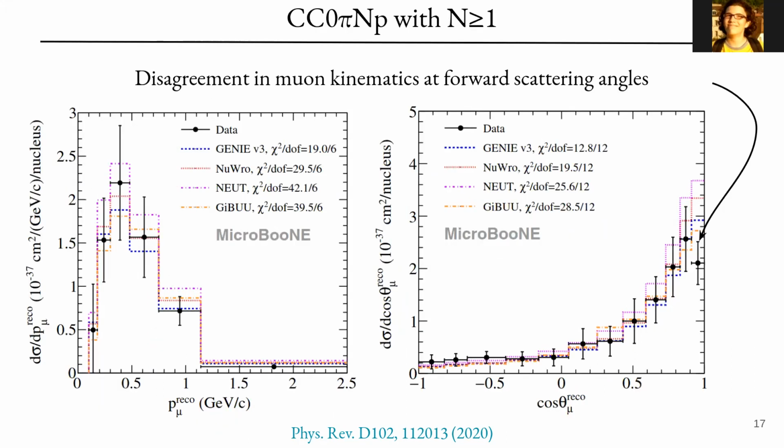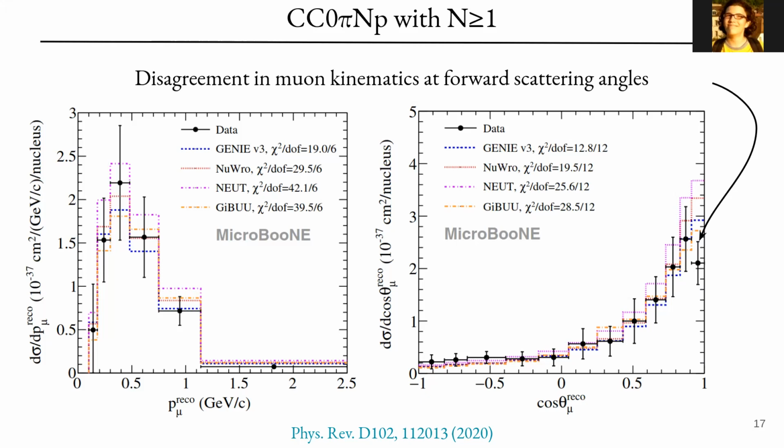We can play exactly the same game as a function of the muon kinematics, once again for the momentum of the muon on the left and for the angular distribution on the right. And what we observe in this case is an overall good data Monte Carlo agreement, but the thing that I would like to draw your attention to in this case is the turnover that we observe in our data in the very forward scattering angle, as opposed to the rising trend that we observe in all of our event generators.